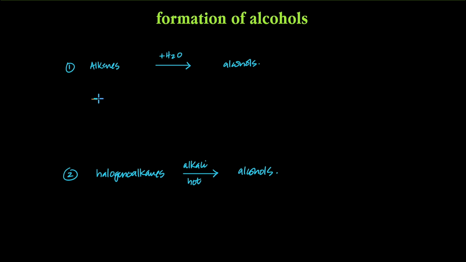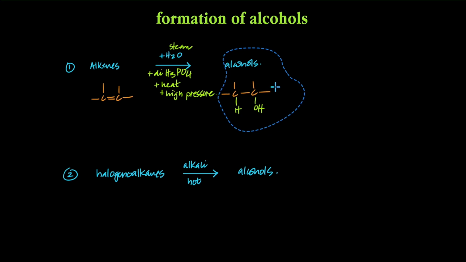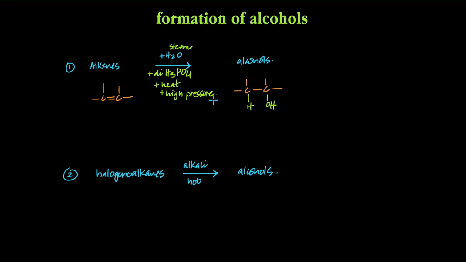For example, alkenes have a carbon-carbon double bond, and you can add an H and an OH. And the conditions were steam and dilute H3PO4. Remember? I'm repeating it because maybe this is where you remember it. With heat and high pressure. We call this hydration of alkenes. It makes alcohols.